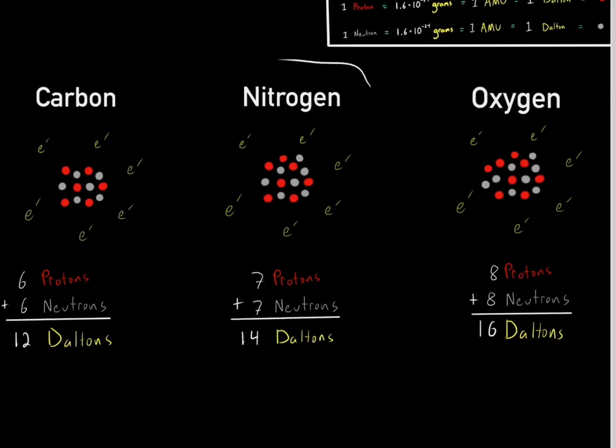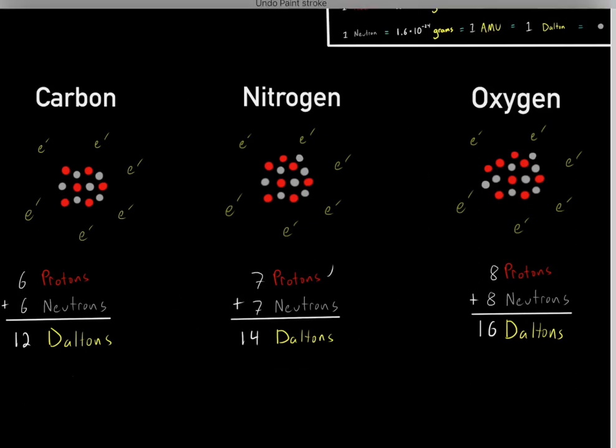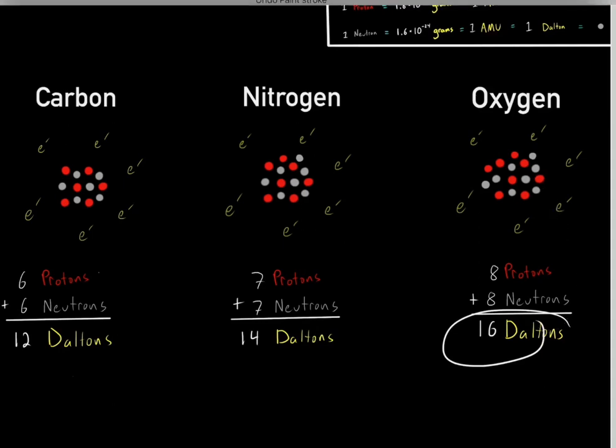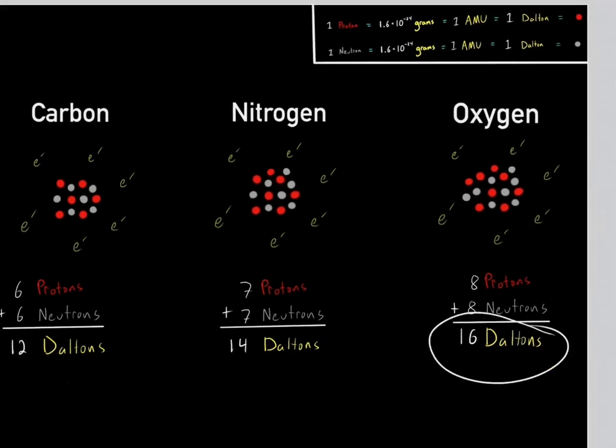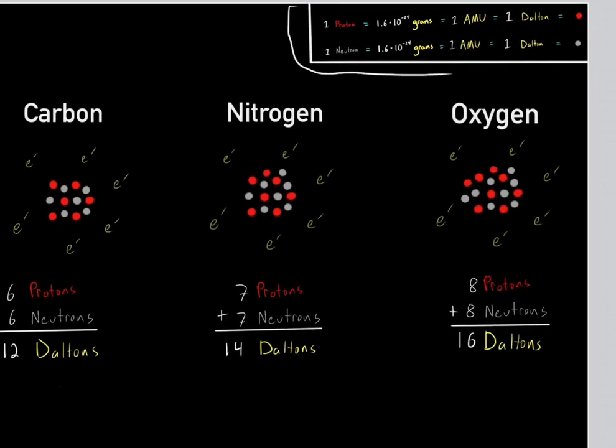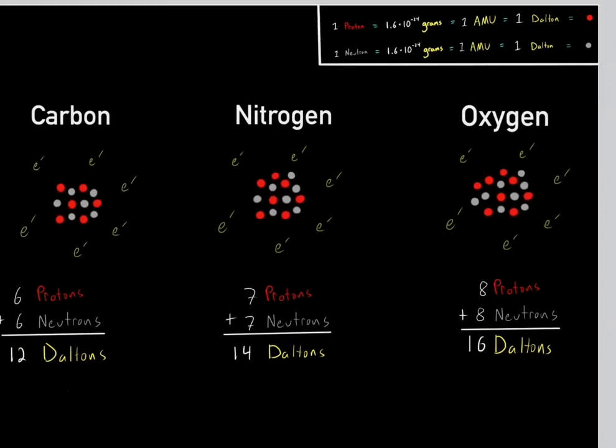So again, if we were to look at a nitrogen atom, again, 7 protons and 7 neutrons. So nitrogen atom has an atomic mass of 14 Daltons. And an oxygen atom with 8 protons and 8 neutrons has an atomic mass of 16 Daltons. So you can see this is a much easier unit of mass to deal with. But up here, I'm going to leave this key to show all these different conversions because these are really important and I'm going to refer to them throughout this video.